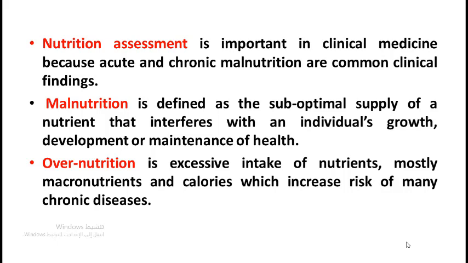Malnutrition can be defined as the suboptimal supply of a nutrient that interferes with an individual's growth, development, or maintenance of health. And overnutrition as the excessive intake of nutrients, mostly macronutrients and calories, which increases the risk of many chronic diseases.